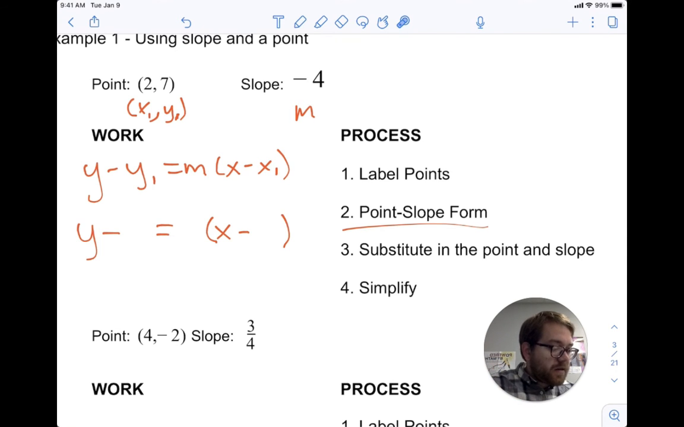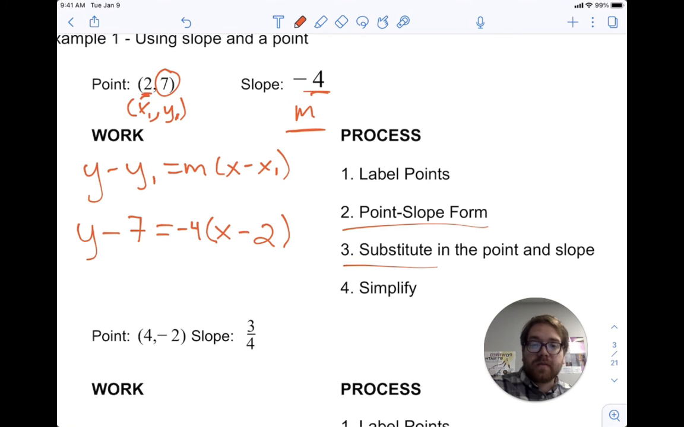So here are the values for my point. y sub 1 goes here, 7. x sub 1 goes here, 2. And our m value, negative 4, goes right there. So it's y minus 7 equals negative 4 times x minus 2. And that was our third step, substituting the point and the slope. And now we would simplify.